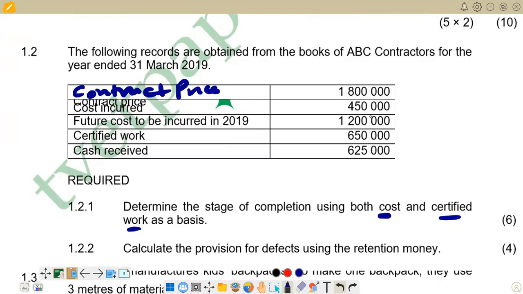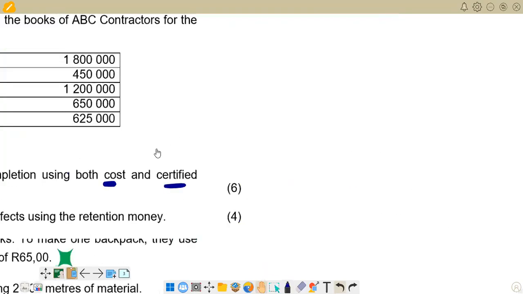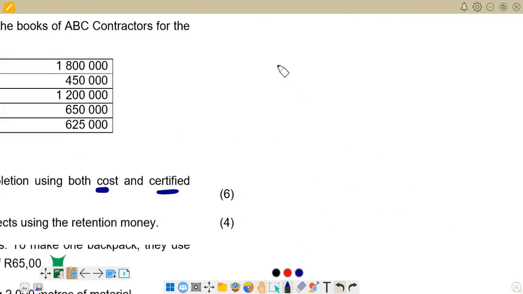So to calculate now, we are going to calculate 1.2.1. Let's try to see how we can do it. We can start by using the costs. Remember, we're saying there is using both costs and certified work. So let's start by costs. So we can just say 1.2.1, using costs. So the formula that we are going to use there is costs incurred to date.